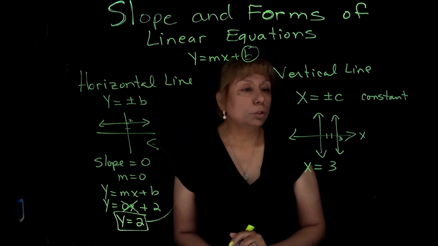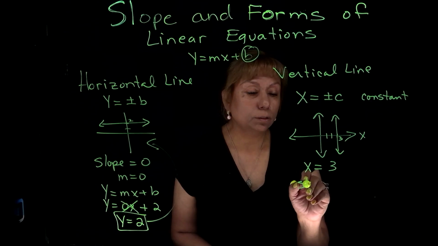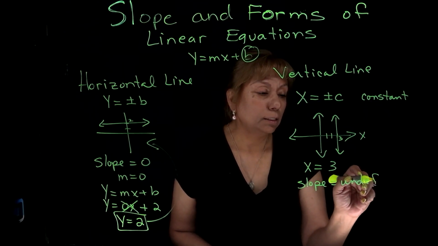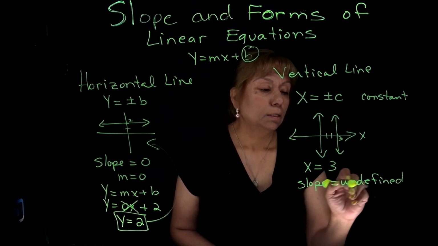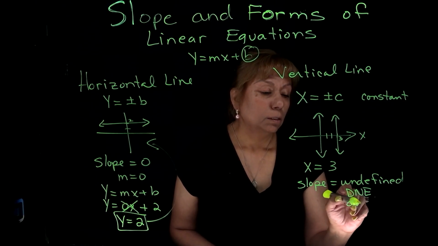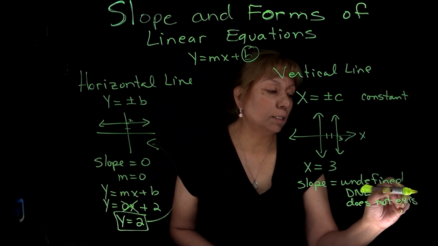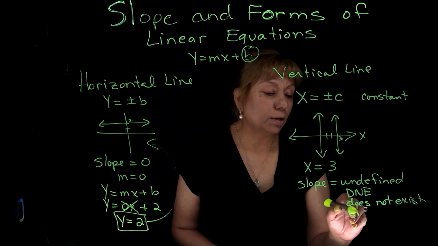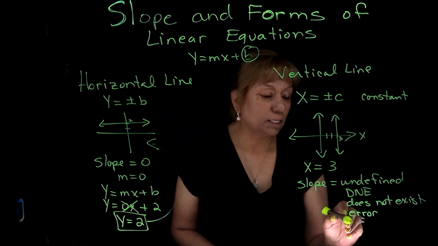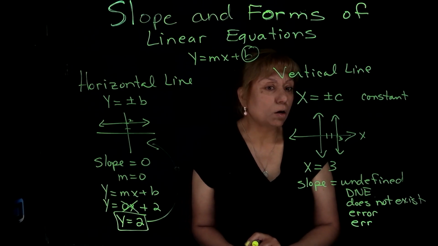Well, there's no slope. There's no rise and run. So in this case, our slope is considered undefined. Undefined means does not exist. If you were to put this in the calculator, it would say error, E-R-R. In a graphing calculator, if it's a scientific, it doesn't have enough spaces, so we just say E-R-R.